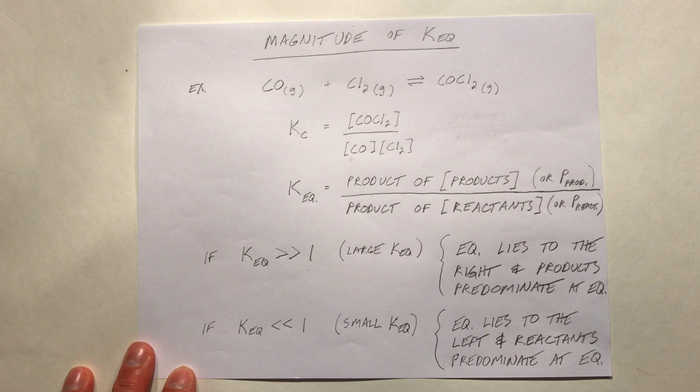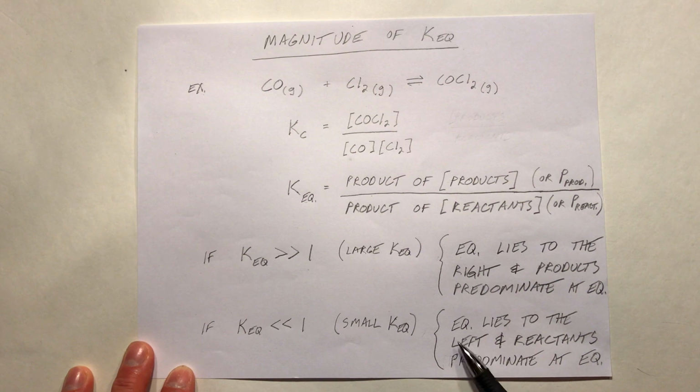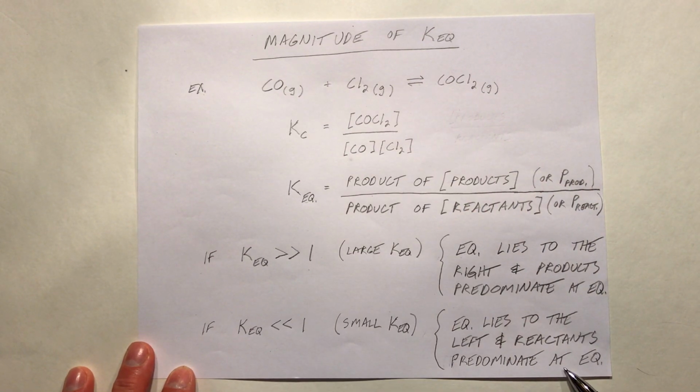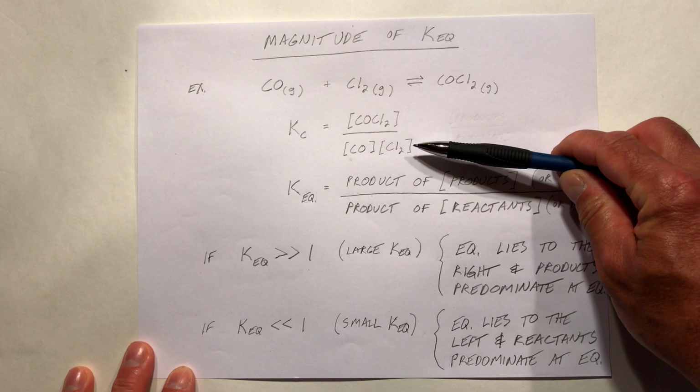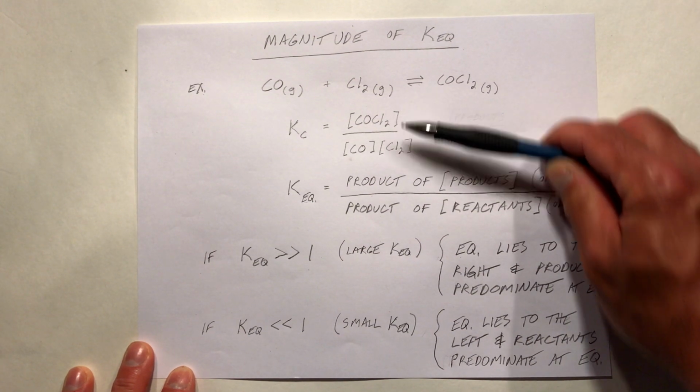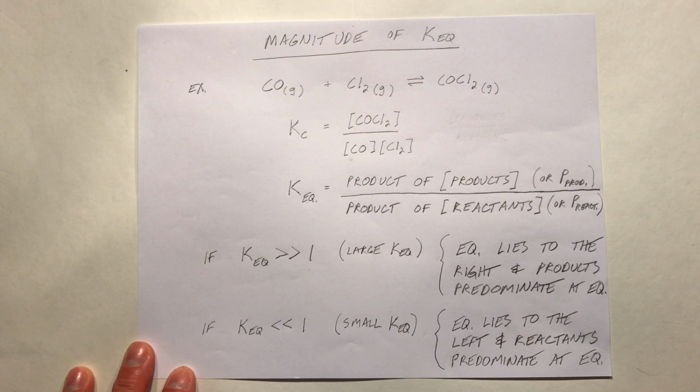Now on the other hand, if we have Keq that's very much less than 1, in other words, a small Keq value, a small decimal value, then we could say the equilibrium lies to the left, and we have more reactants than we have products. The reactants predominate at the equilibrium state. That means that the values in the denominator would be bigger than the values in the numerator. And that's always going to be true.